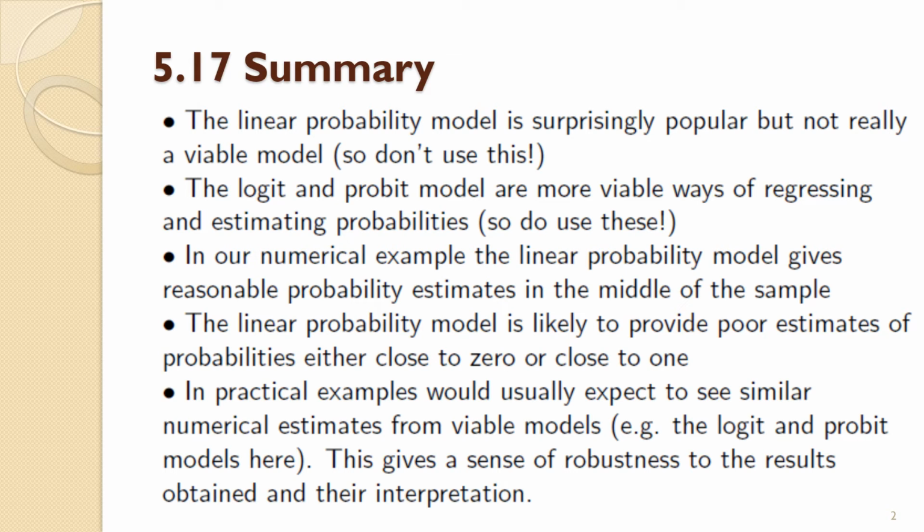So in summary then, the linear probability model is surprisingly popular, but not really a viable model, so please don't use it. The logit model and the probit model are more viable ways of regressing and estimating probabilities, so do use these. In our numerical example, the linear probability model does give reasonable probability estimates in the middle of the sample, but it's liable to break down in extreme cases, when you've got probabilities either close to 0 or close to 1. And it's precisely when you've got probabilities that are close to these boundary cases where these probability regression models will come into their own.